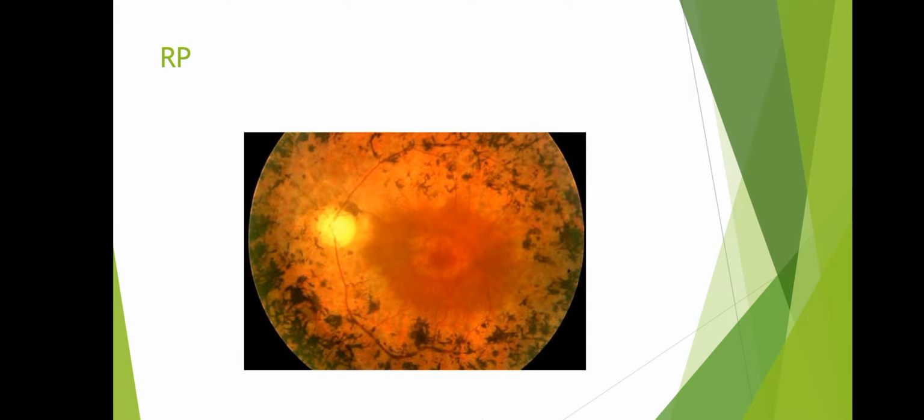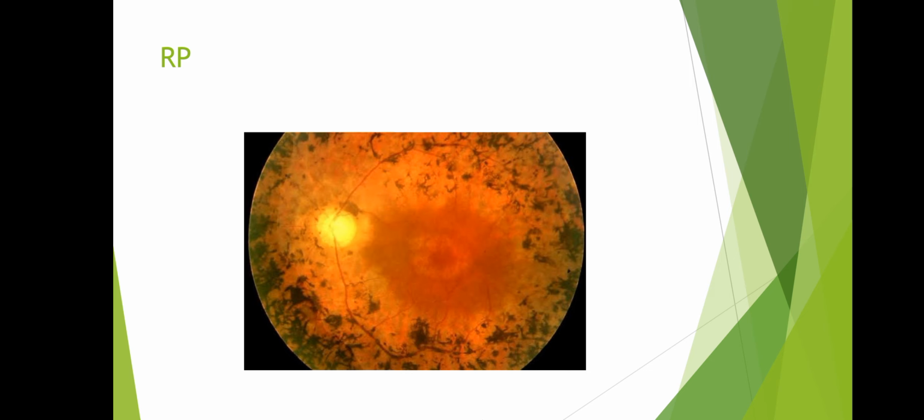RP, retinitis pigmentosa. This is a group of hereditary conditions characterized by night blindness and constricted visual fields. Typical retinitis pigmentosa is autosomal recessive; the most common is autosomal dominant, which is benign. It can also be an X-linked recessive condition.